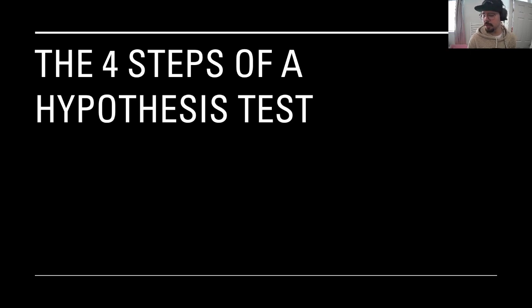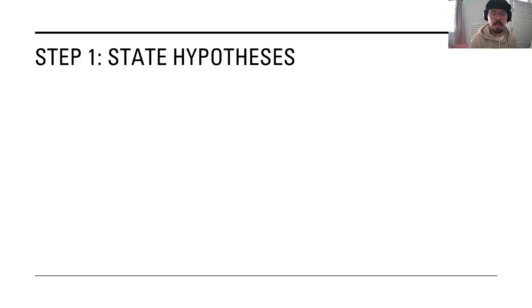So let's go ahead and learn more about the 4 steps of a hypothesis test. For the first step, we're stating a hypothesis. Now, I've described to you in previous videos the idea that, as social scientists, our hypotheses are things that we're curious about relating to human social behavior.